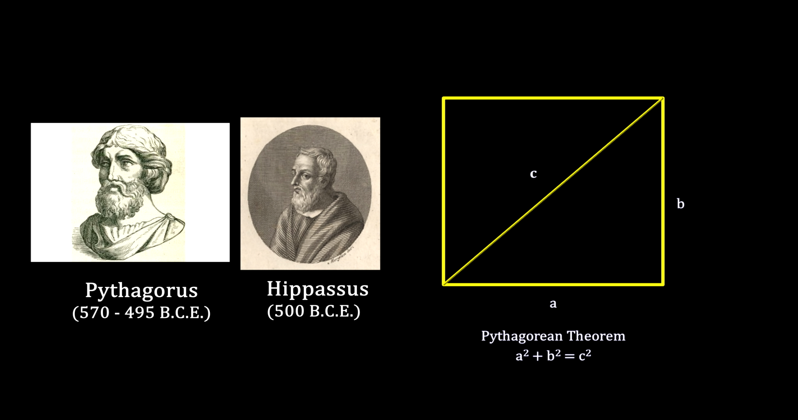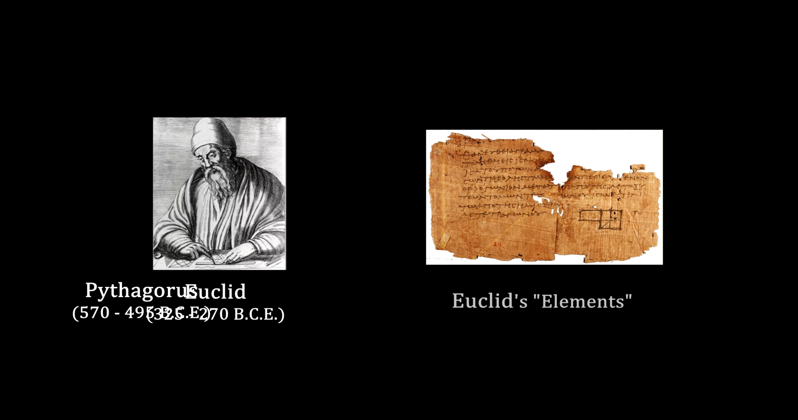Hippasus, born around 500 BCE, was a Greek philosopher of the Pythagorean school of thought. He is widely regarded as the first person to recognize that a square's diagonal cannot be expressed as the ratio of 2 integers. At this time in Greek society, numbers were intimately connected to their religion, so Hippasus's finding was considered heresy. 200 years later, Euclid published his proof.